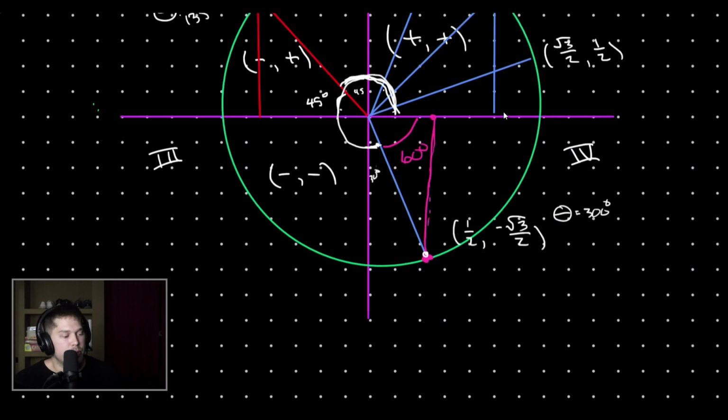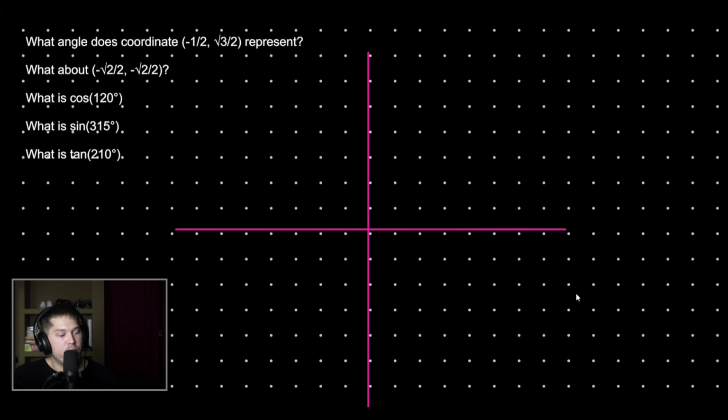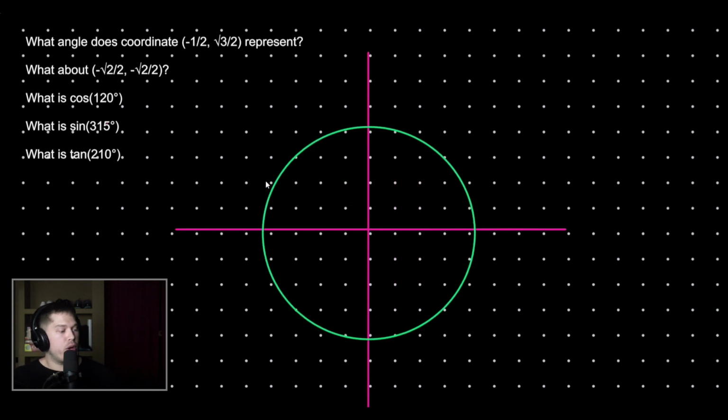Okay, now let's solve some practice problems. Here, what do we have? Let's draw our unit circle. And what are our questions? It says, what angle does coordinate negative 1/2 and positive root 3 over 2 represent?